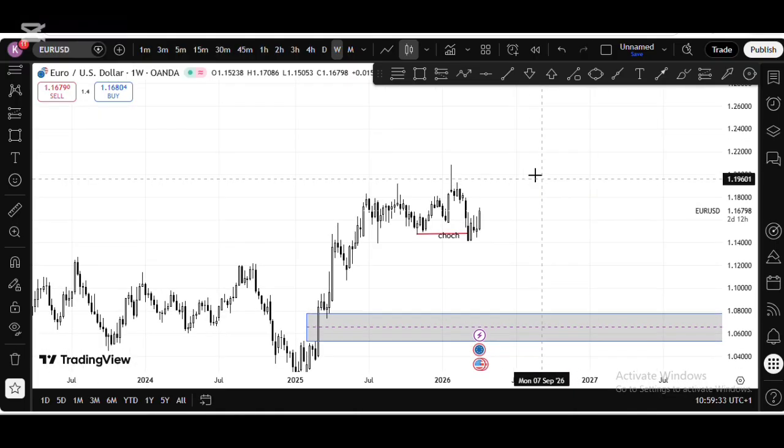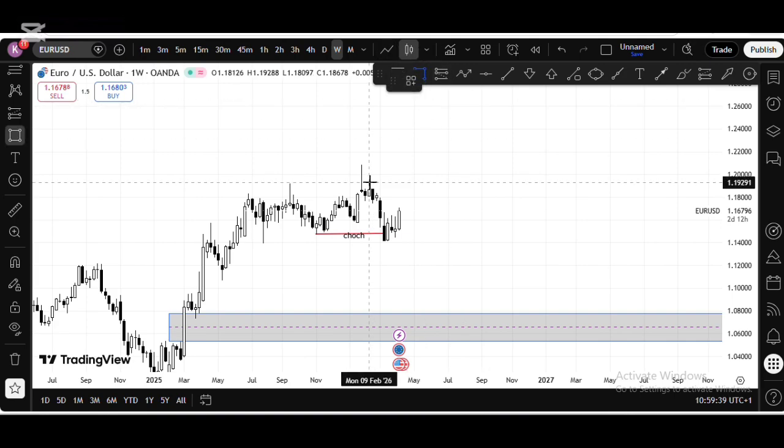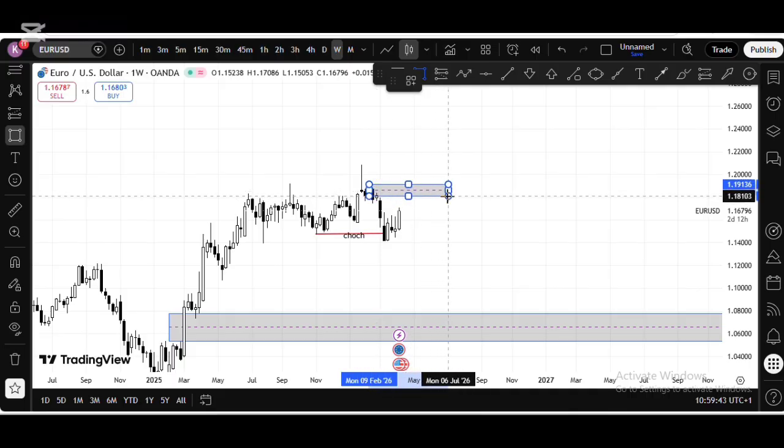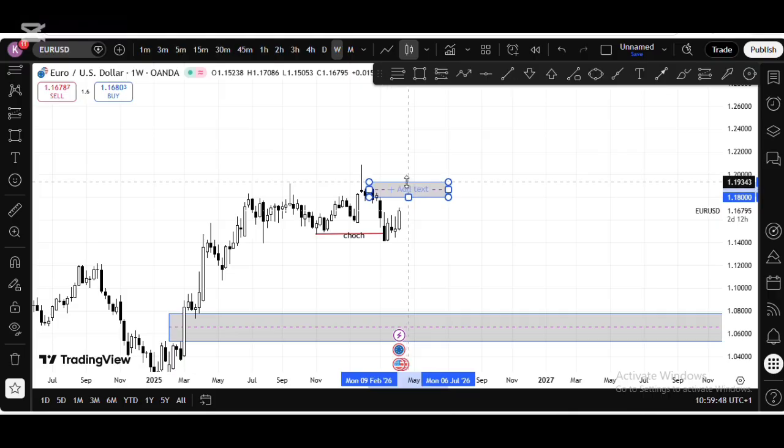So now, after the market changed character here, you can see that the market gave us another block here. So we are done with weekly.